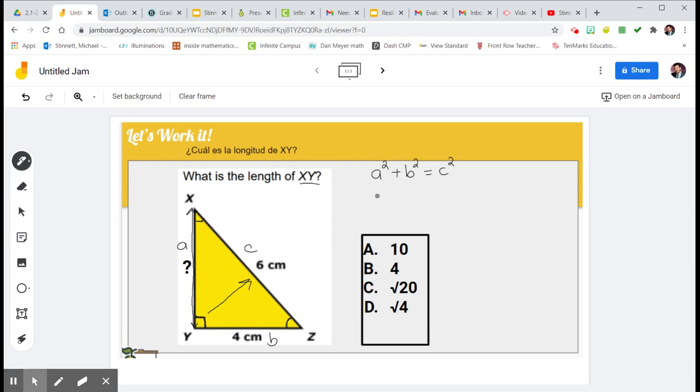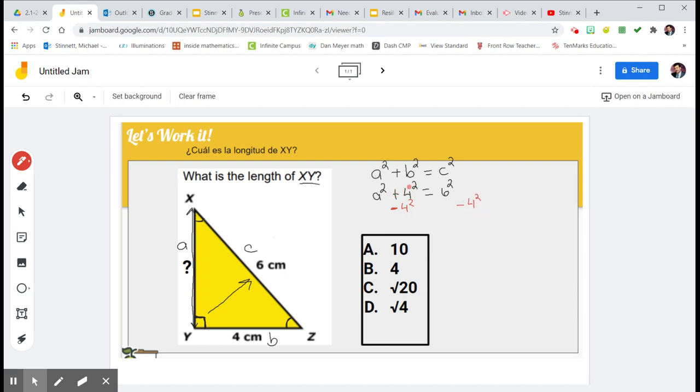So we don't know A, so we're going to keep it as A squared plus, and then this is 4, so it's going to be 4 squared equals, and we know C, it's 6. So it's 6 squared, or 6 to the second power, 4 to the second power, okay? So now, instead of adding these together, we can't add A squared and 4 squared, we don't know what that is. But what we can do is modify it. We can simplify. And we can take away 4 squared from both sides, okay?